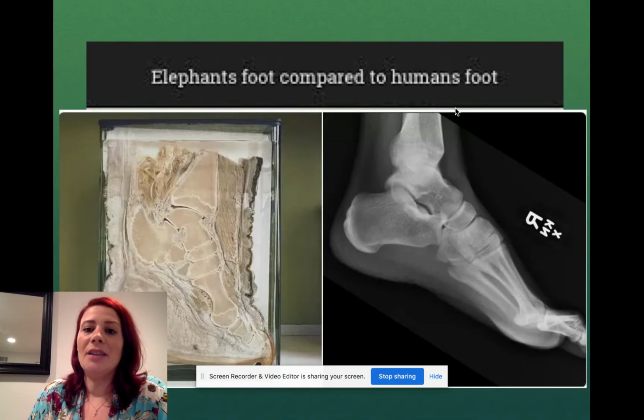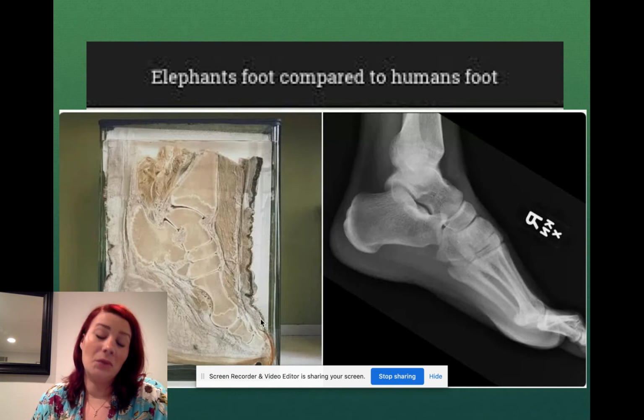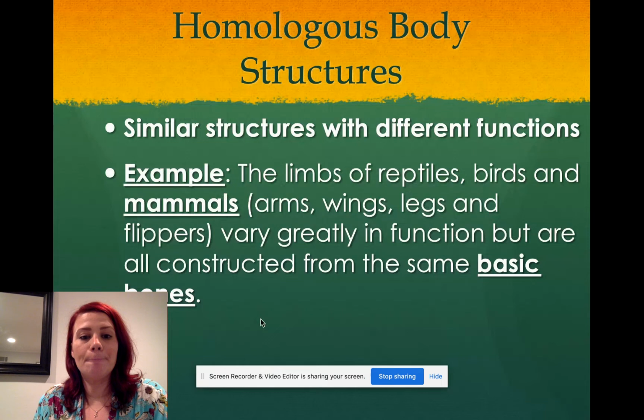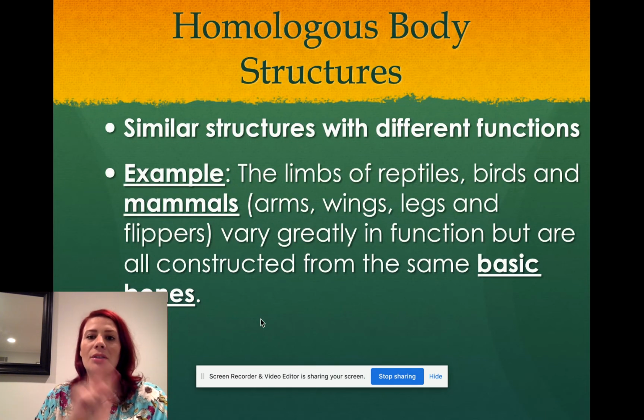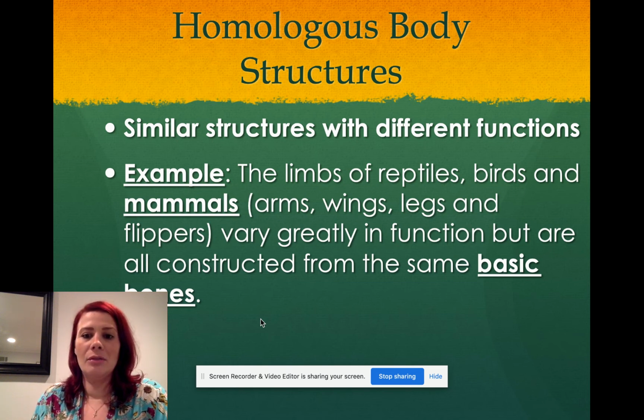Okay, here's an x-ray of a human foot. You can see the bones over here of the human foot. And on this side, you can see an elephant foot x-rayed, and you can see those bones as well. And there's some similarities there. Okay, so again, same structure, different function. Those are homologous body structures.